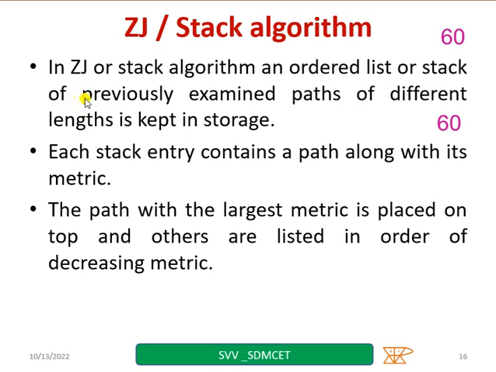In the ZJ or stack algorithm, an ordered list, or you can say a stack, of previously examined paths of different lengths is kept in storage. Why is it called a stack? All of us know, we have discussed push and pop in a stack, so the same concept is maintained here. Each stack entry contains a path along with its metric. The path with the largest metric is placed on the top and the others are listed in order of decreasing metric. So just go through it and read it twice. You can pause and read it twice.